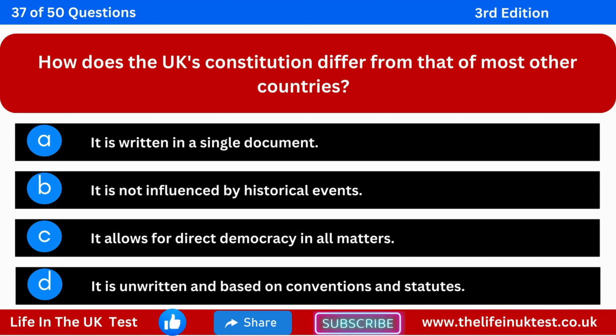How does the UK's constitution differ from that of most other countries? Option A, it is written in a single document. Option B, it is not influenced by historical events. Option C, it allows for direct democracy in all matters. Option D, it is unwritten and based on conventions and statutes.